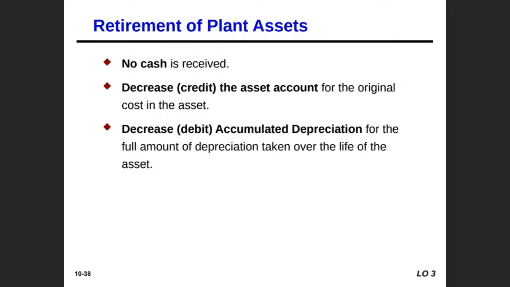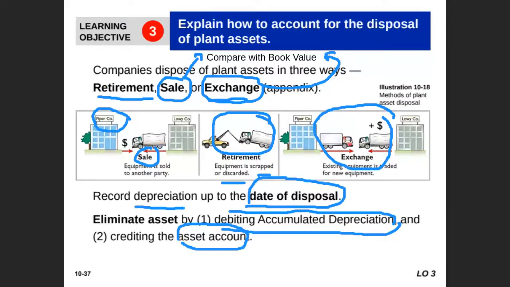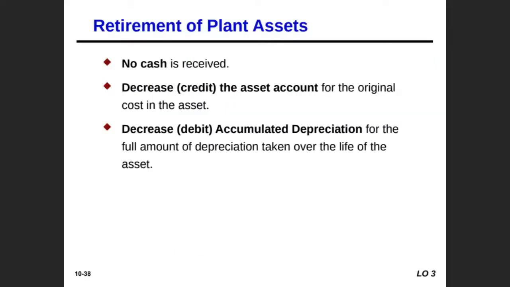Now, how can we retire a plant asset? Retirement means you just throw it away. No cash is received; you did not get any money. You just throw your car in a desert, or in scrap. In that case, what is the entry? You decrease the asset account for its cost with a credit, and you also decrease accumulated depreciation, which will become a debit. I'll explain with one example on the next slide.